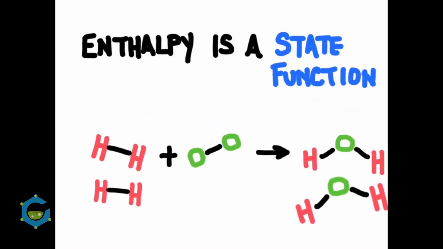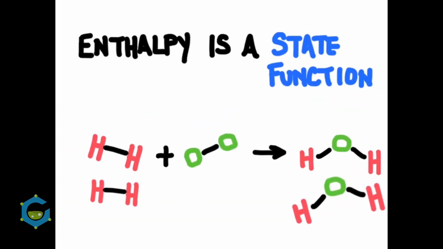Okay, let's get back to enthalpy. Enthalpy is a state function, and that means the calculation of enthalpy is pathway independent. In other words, it doesn't matter how you got to the end, it just matters where you started and where you ended up. And this fact makes the math really easy, since we're always going to be calculating the change in enthalpy of a system, that is, where the system started and where it ends up.